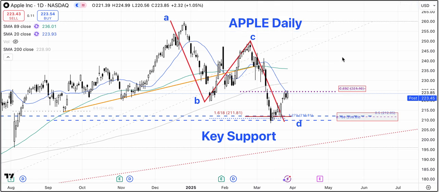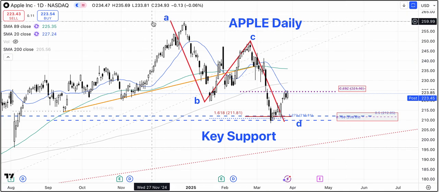We will be taking a look at the Apple stock because it's just been forming a key pattern formation and it has risen from that. So we'll take a further look from a technical perspective. As always, the video is for educational purposes only and it's not financial advice. So this is the daily chart for the Apple stock.